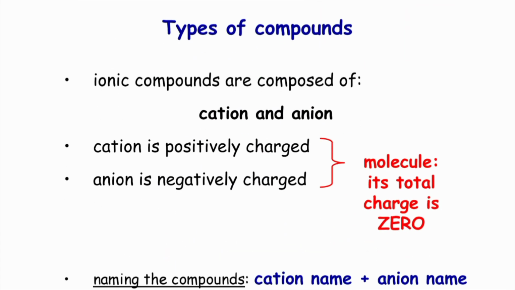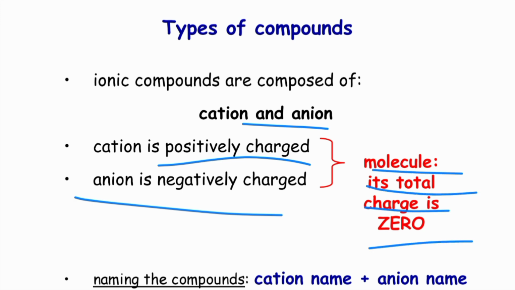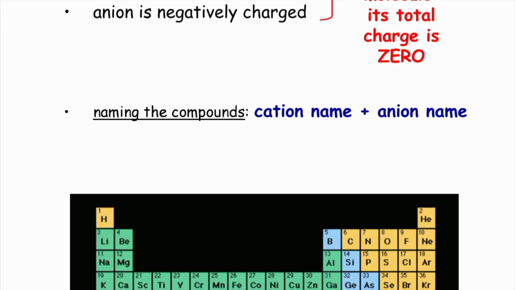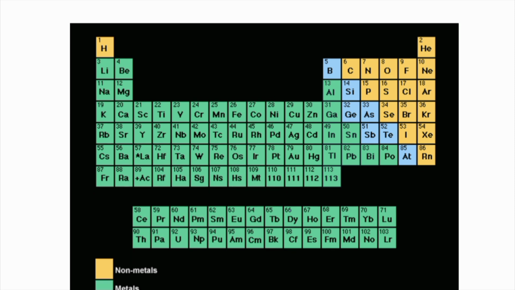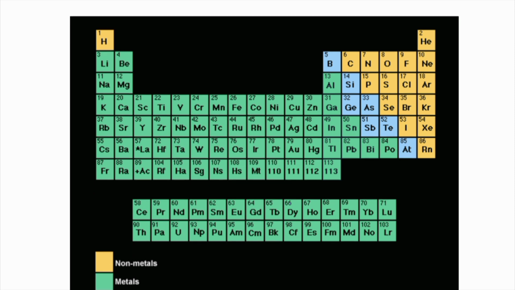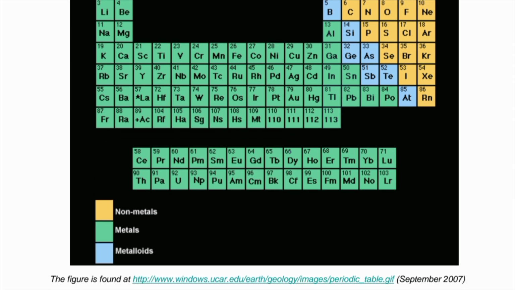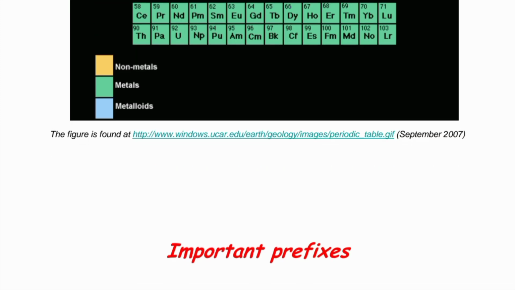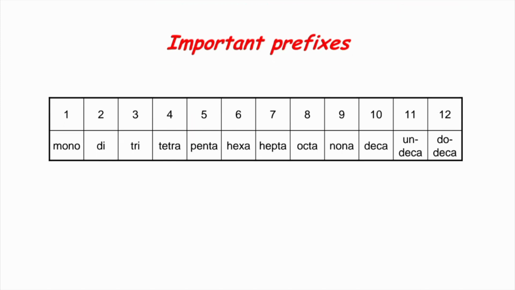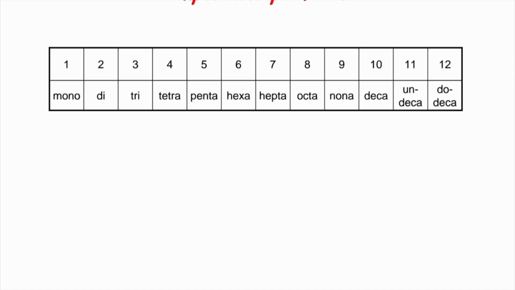Types of compounds: ionic compounds are composed of cations and anions. Cation is positively charged, anion is negatively charged, and the molecule's total charge is 0. Naming the compound: cation plus anion. Non-metals are in yellow, metals in green, and metalloids in blue. Important prefixes: mono, di, tri, tetra, penta, hexa, octa, nona, deca, undeca, dodeca.